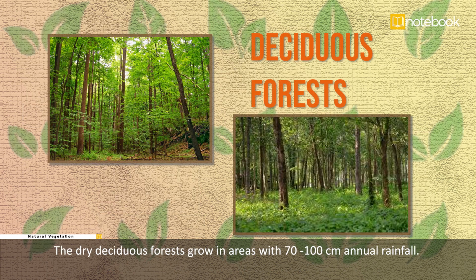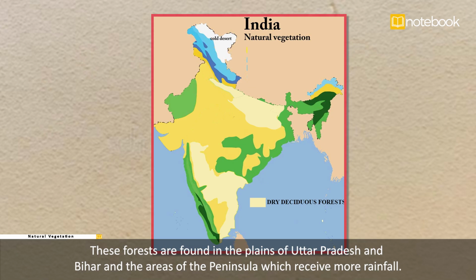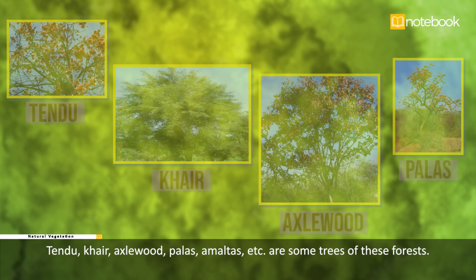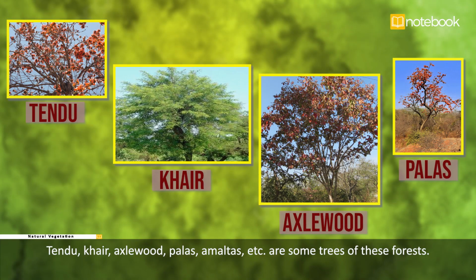The dry deciduous forests grow in areas with 70 to 100 centimeters of annual rainfall. These forests are found in the plains of Uttar Pradesh and Bihar and the areas of the peninsula which receive more rainfall. These trees shed their leaves during the dry season, giving the forest a very grassland-like appearance. Tendu, khair, axlewood, palas, amaltas, etc. are some trees of these forests.